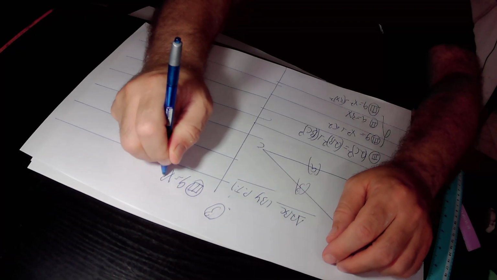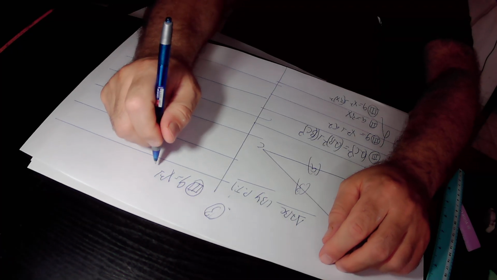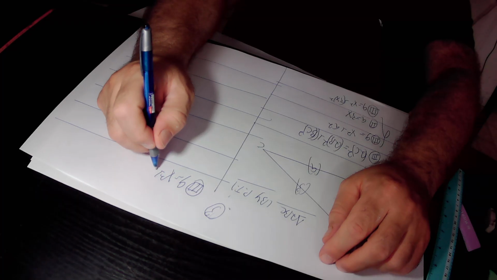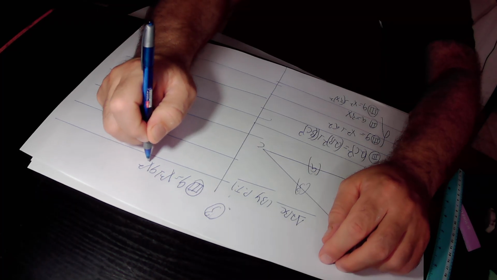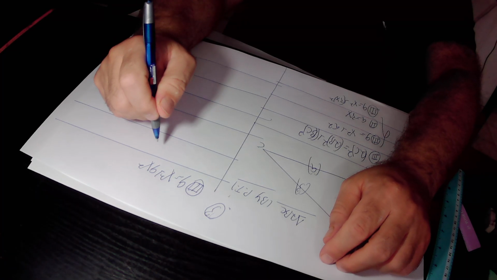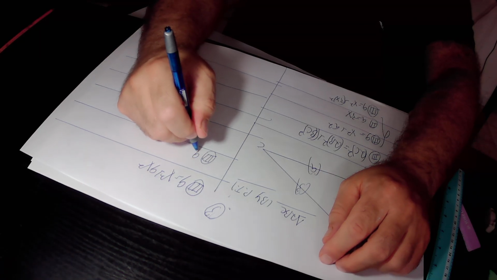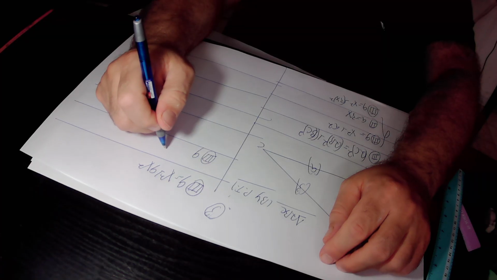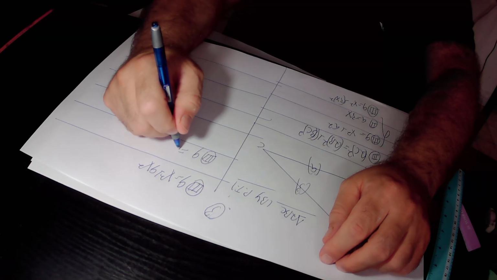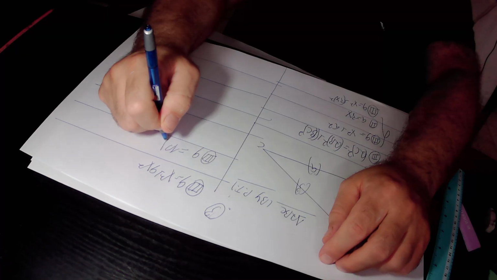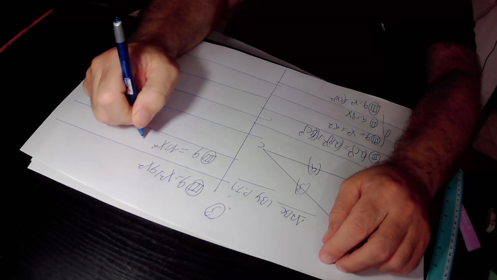9 equals x squared plus 3x squared. 3x squared is 9x squared. So in total, according to equation 3, we shall find out that 9 equals x squared plus 9x squared. So x squared plus 9x squared is 10x squared. So according to equation 3, we shall find out that 9 equals 10x squared.